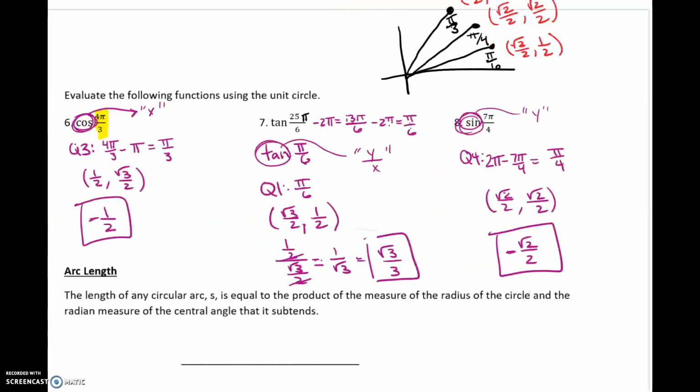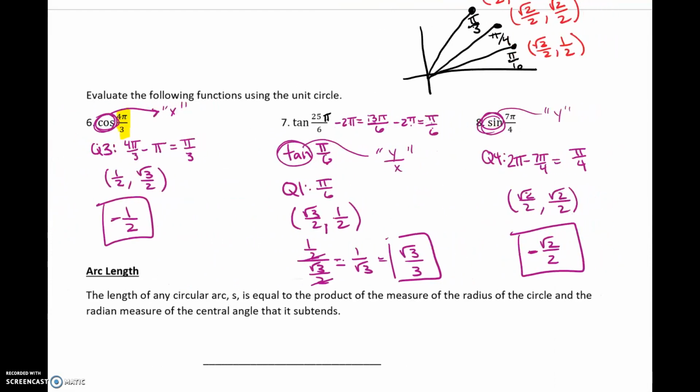For right now, I'm going to stop right there. I'm going to create another video to end the notes that covers arc length and area of a sector. So there'll be a separate video for you to watch on the last part of your notes.